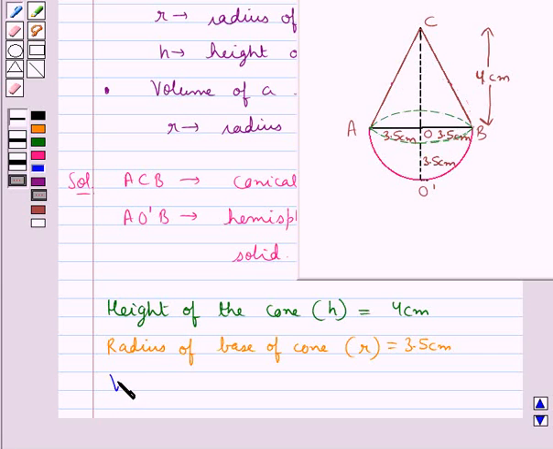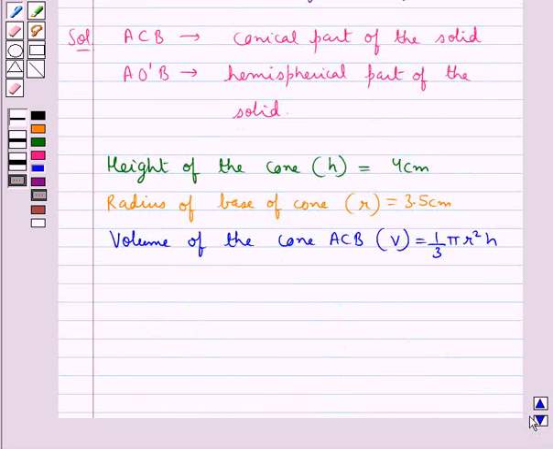So now, volume of the cone ACB given by V would be equal to 1 by 3 pi r square h. Now we can substitute the values for r and h to get the volume of the cone ACB. This is equal to 1 by 3 pi into 3.5 square into 4 centimeter cube is the volume of the cone.